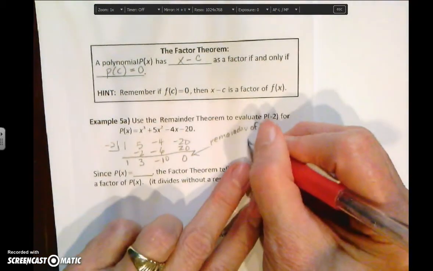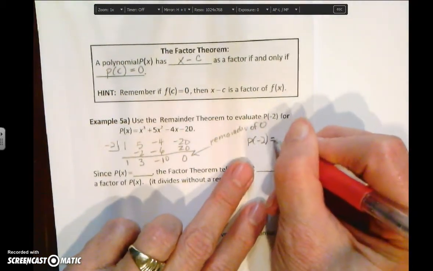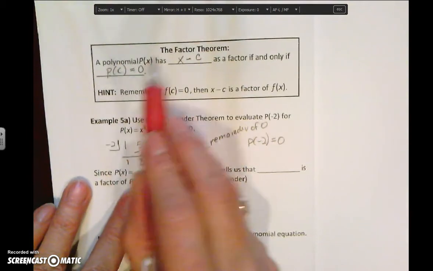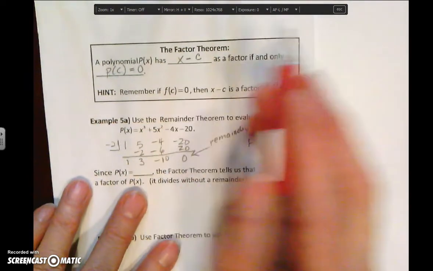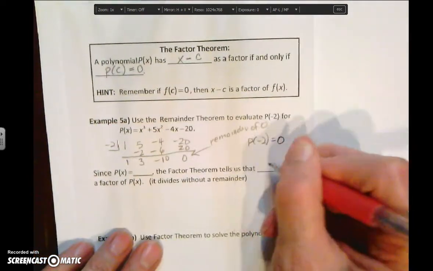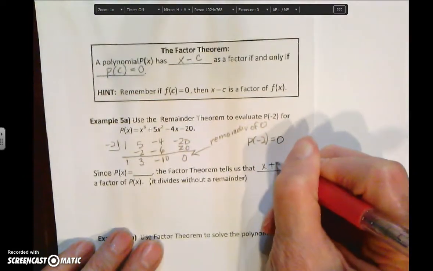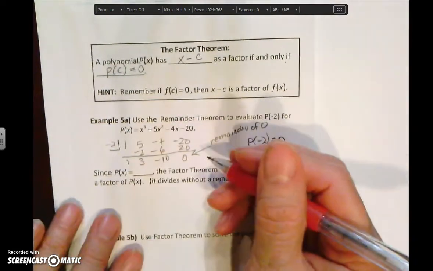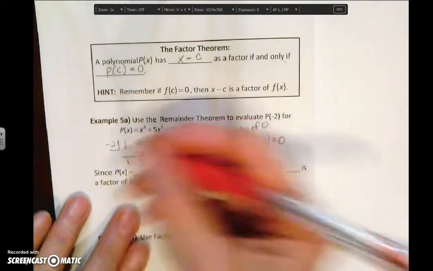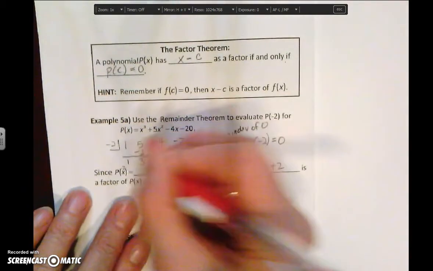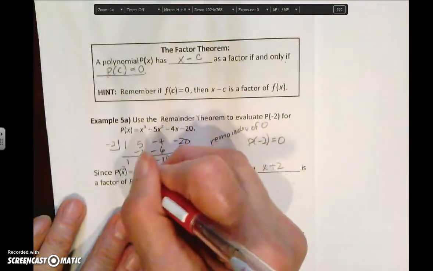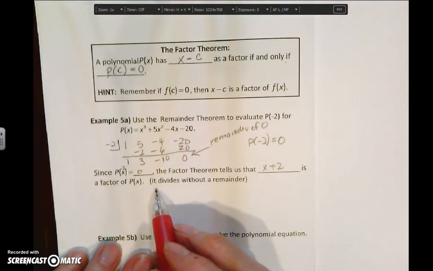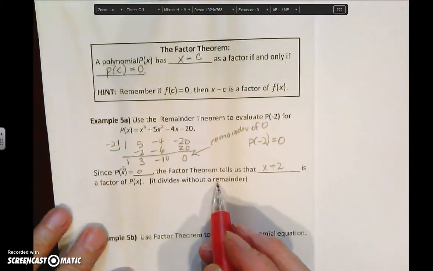So that means that p of negative 2 is equal to 0. And if p of negative 2 is 0, then x minus a negative 2, or x plus 2, is a factor of p of x. So on this, I'm going to put a negative 2 right here. Since p of negative 2 is equal to 0, then x plus 2 is a factor of p of x, which means it divides without a remainder.